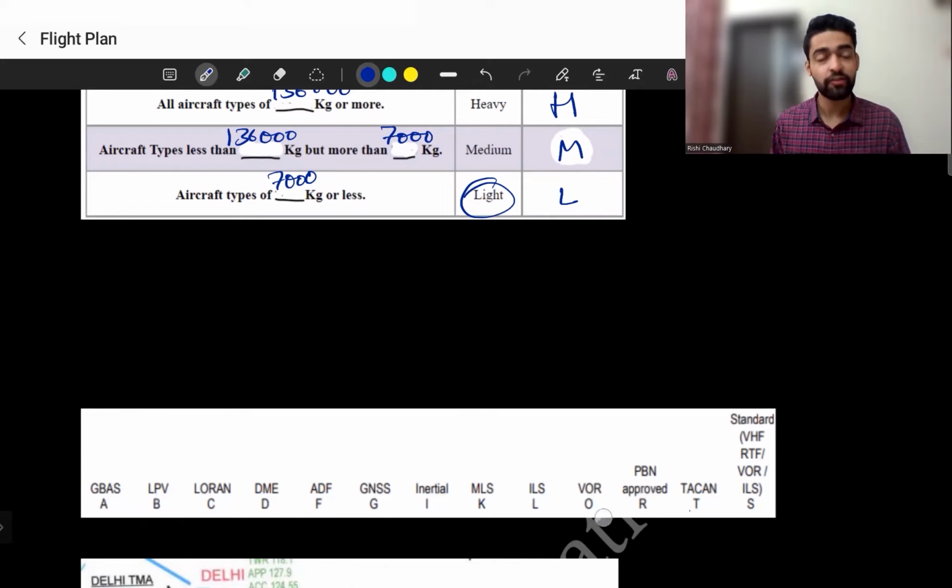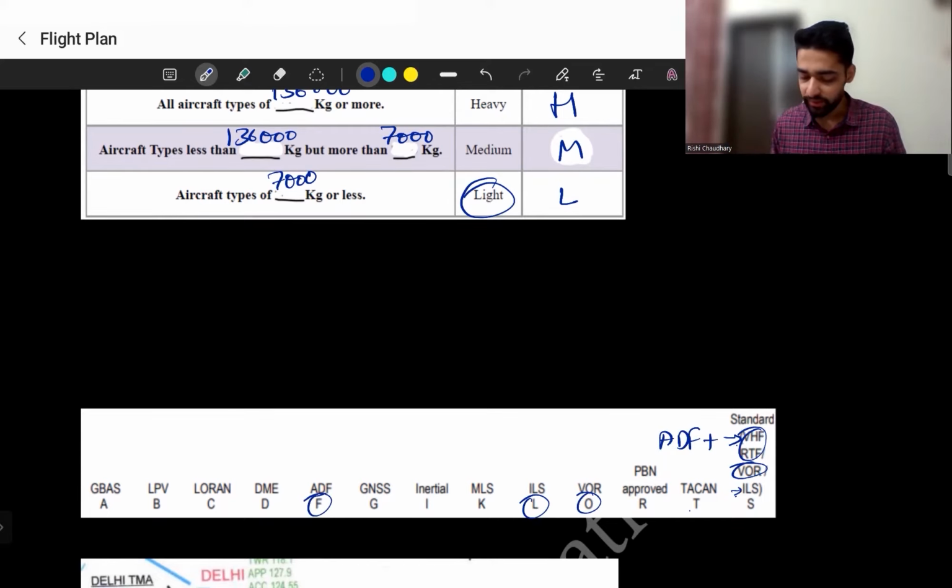So you can check what the requirements of a particular aircraft are and whether all the equipment is already present or not. For a standard passenger aircraft, these are the requirements. We should have very high frequency radio telephony. We should have VOR, which means O. Then we should have ILS, that means L. And one more thing should be there, that is ADF, which is represented by F. Okay, so these are the requirements for a standard passenger aircraft usually.